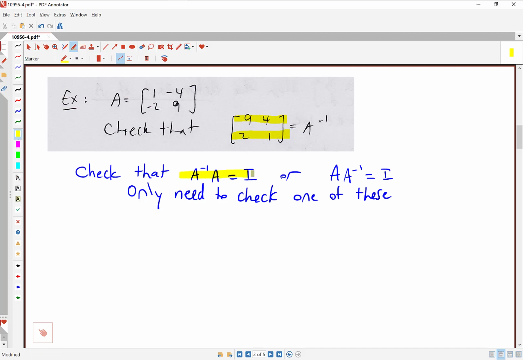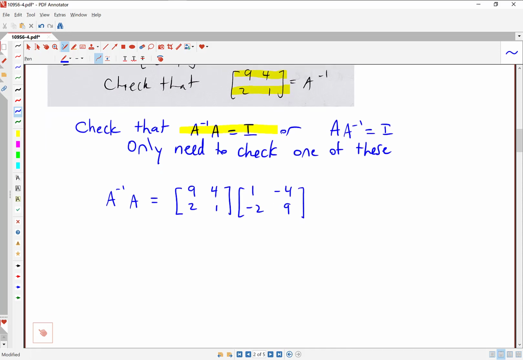I think I'll start with this one here and just check that A inverse times A really does equal the identity matrix. I'm just going to start with the left side. Take our A inverse times A. So that's 9, 4, 2, 1. We want to multiply that by our matrix A, 1, negative 4, negative 2, 9. And we're just going to multiply this out in the usual way. And if we get the identity matrix, then we're done.